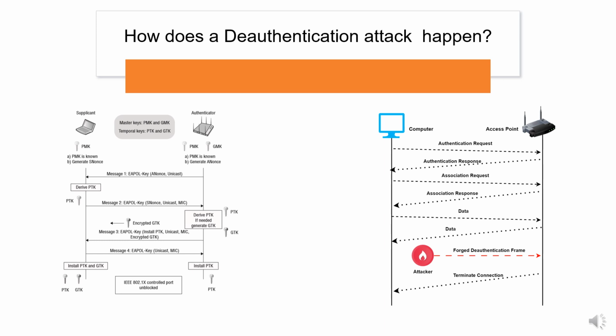So what happens is computer sends an authentication request to the access point. The access point responds with an authentication response. Then the computer confirms and sends the association request. And for that, router sends an association response, and thus a connection is established, and the Wi-Fi traffic now can be exchanged between them. So how a deauthentication attack happens is, as we discussed, attacker sends a forged deauthentication frame, and the router disconnects, in our case, the computer, as it considers that the request came from the computer.